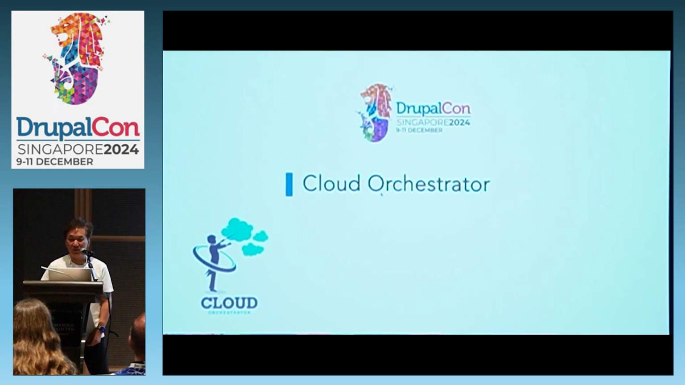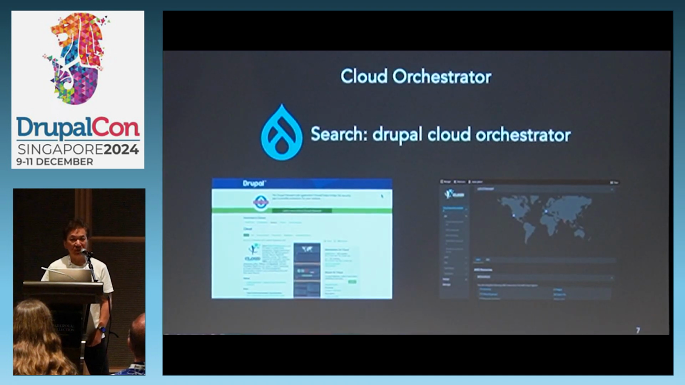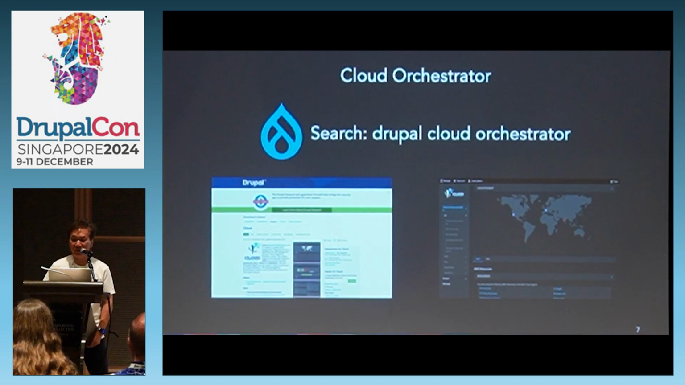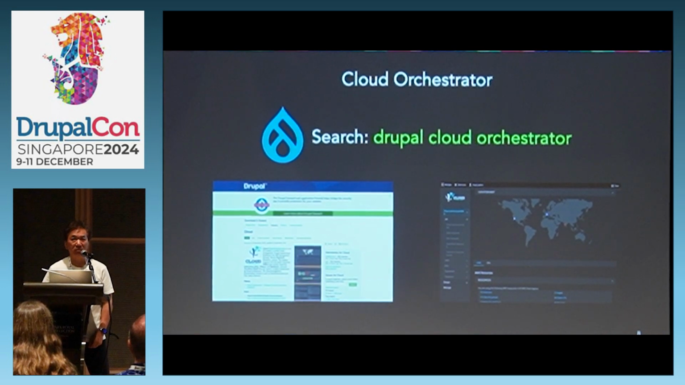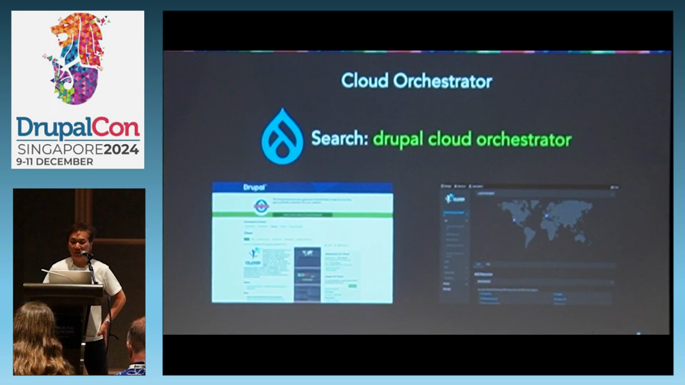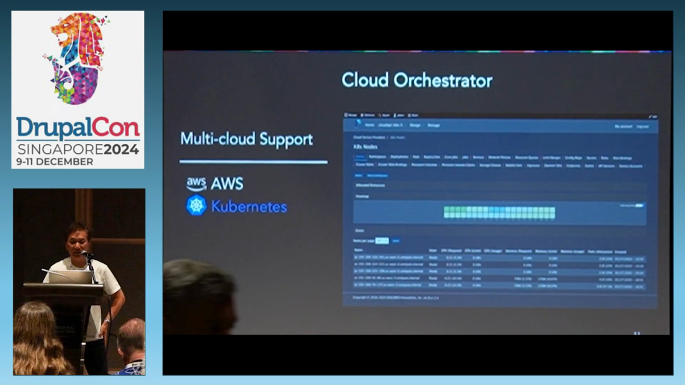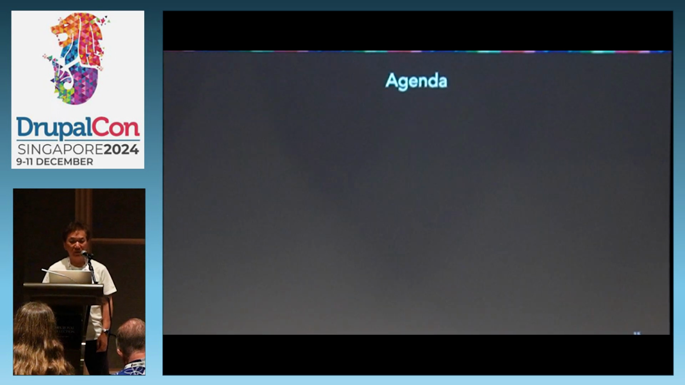So let me talk a little about the background of this session. This is what we are developing. We have built Cloud Orchestrator as an open source project based on Drupal. You can search Drupal Cloud Orchestrator. This is a one-stop portal which is capable of managing multiple clouds such as AWS, Kubernetes, OpenStack, VMware, and Terraform.